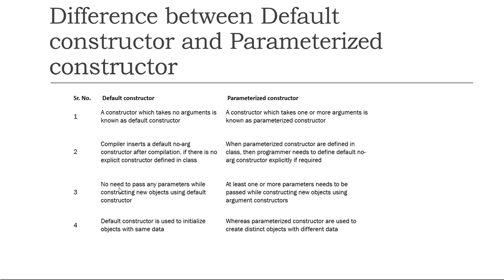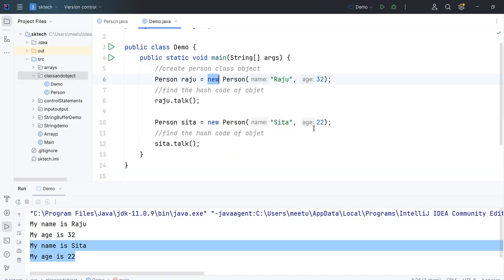The third difference is that there is no need to pass any parameter while constructing a new object using the default constructor. In case of a parameterized constructor, at least one or more parameters need to be passed while constructing a new object using the argument constructor. That is what we are doing here. We are passing the value since this is a parameterized constructor. In the earlier case, it was the default constructor, and we were not passing the value.